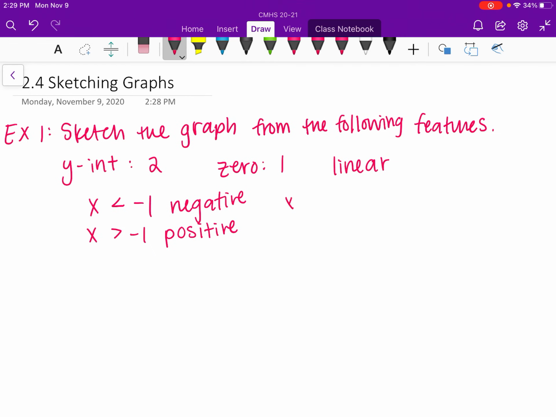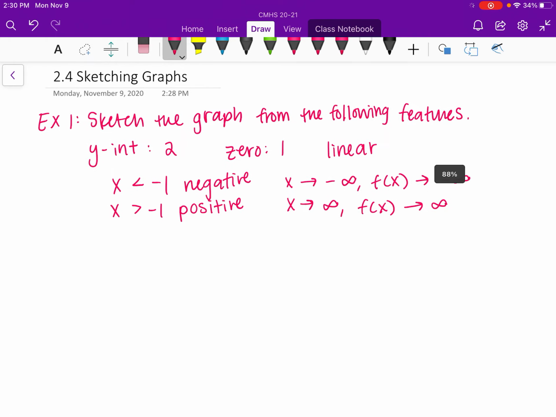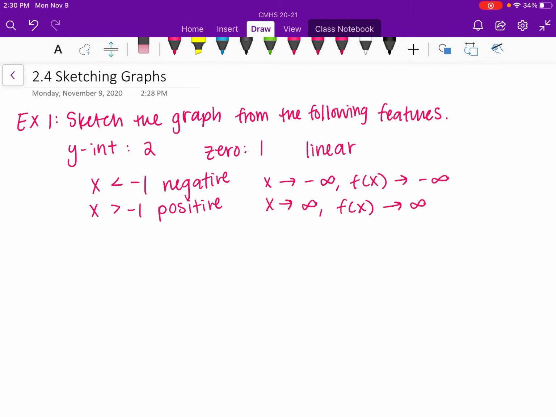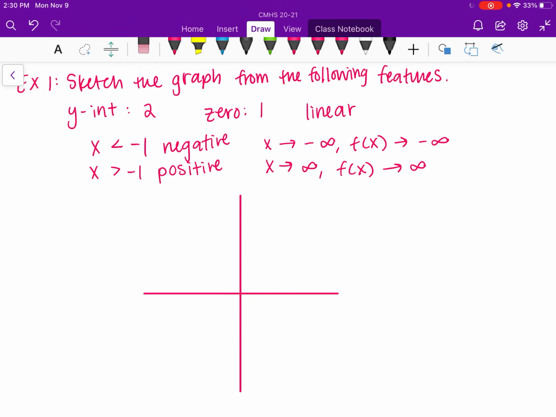And then we have the end behavior. As x approaches negative infinity, the function is going to negative infinity. And as x approaches positive infinity, the function is going to positive infinity. So these are all of our clues, if you will, to help us graph this line or this shape or whatever it is. It is a line since it says it's linear. So I'm going to draw a graph, and I'm going to go to just 3 on each side.